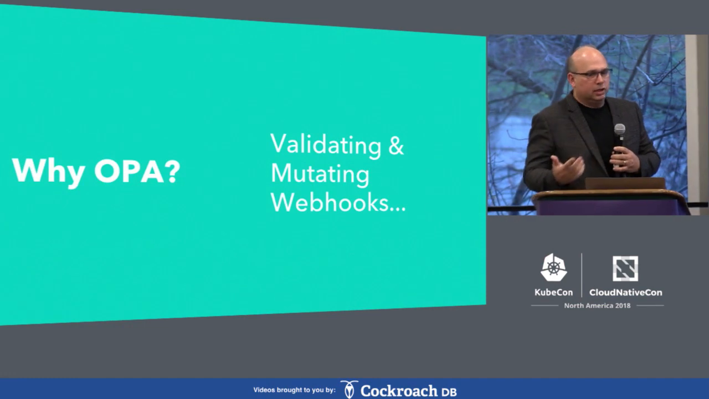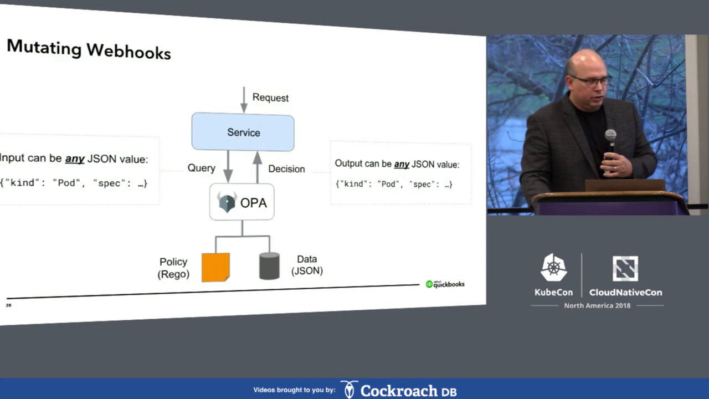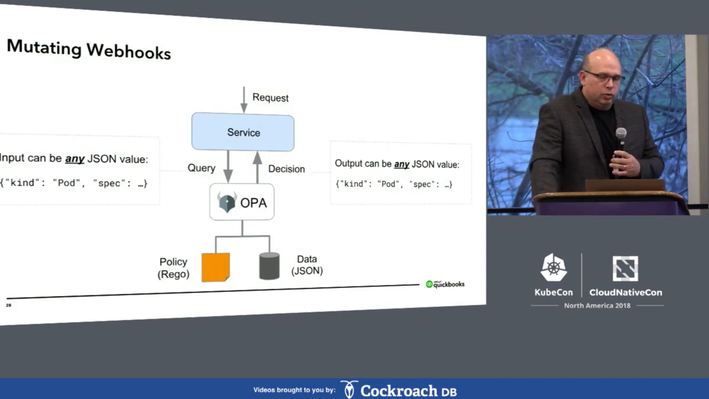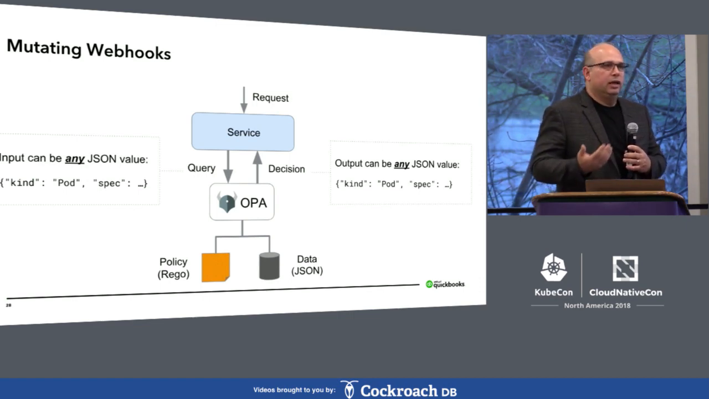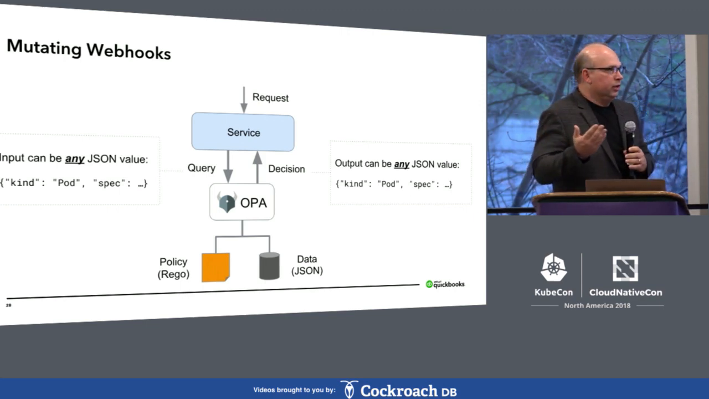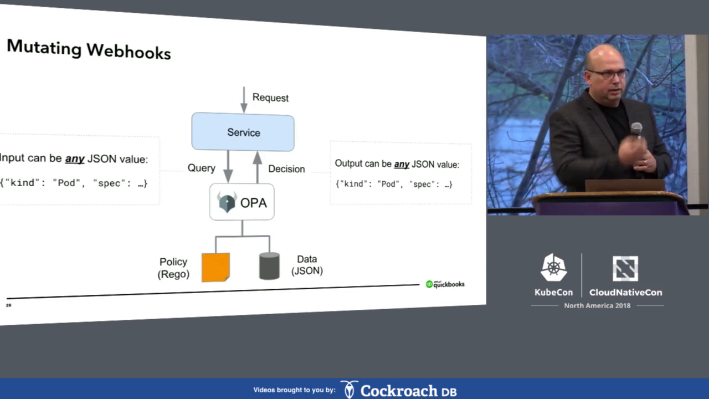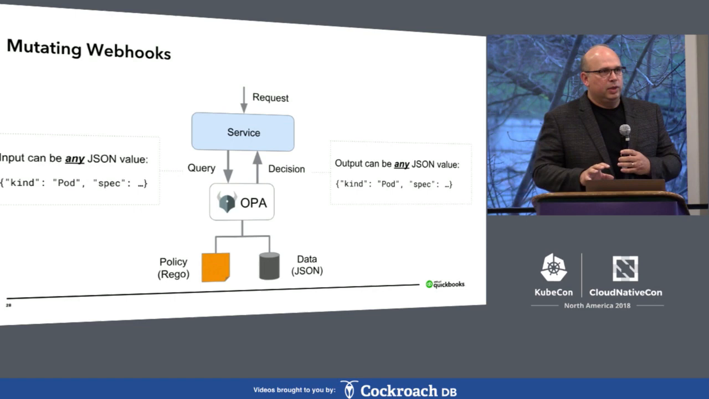So really, why OPA? We already talked about validating and mutating webhooks, right? So it makes it easy to write policies that you can use. I wanted to go back to one of Torin's earlier slides, just to drive home the mutating webhooks. The input can be any JSON value, and that would be your pod spec or any spec that's coming into the API server. And the output can also be any JSON value. And what you do in the middle, that's really the mutating webhook part. You can take that input, make some changes based on your policy, and then emit that back out.